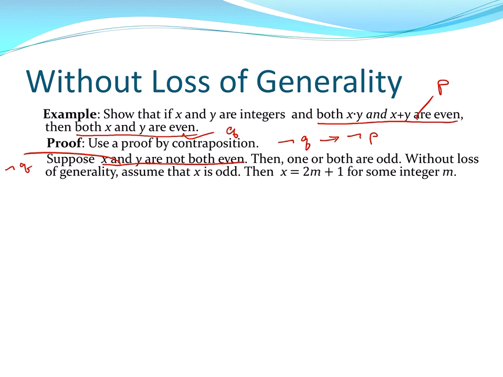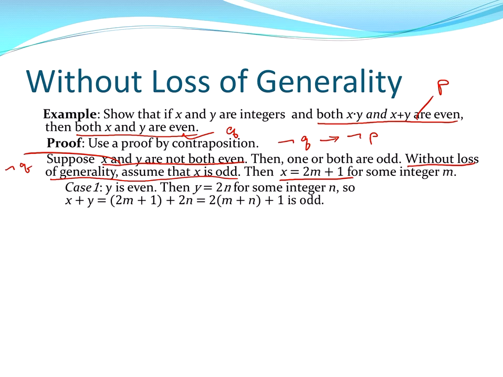Now, back to without loss of generality, since x and y are commutative in these operations, we're going to say without loss of generality that we assume x is odd. We could assume that y is odd, but it's going to be exactly the same analysis. Then we'll apply the definition of odd to get x equals 2m plus 1 for an integer m. Now we have two cases.